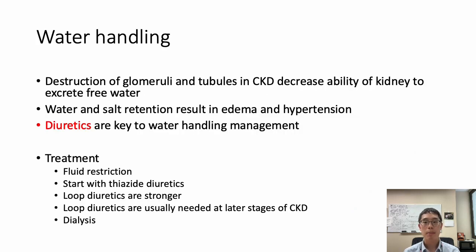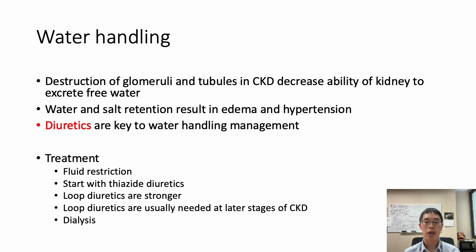Water handling is usually impaired in patients with chronic kidney disease due to the destruction of glomeruli and tubules that result in the inability of the kidney to excrete free water. Additionally, tubular destruction can lead to water and salt retention that results in edema and high blood pressure. In this case, diuretics are the key to assisting our remaining kidney function at the water handling process.